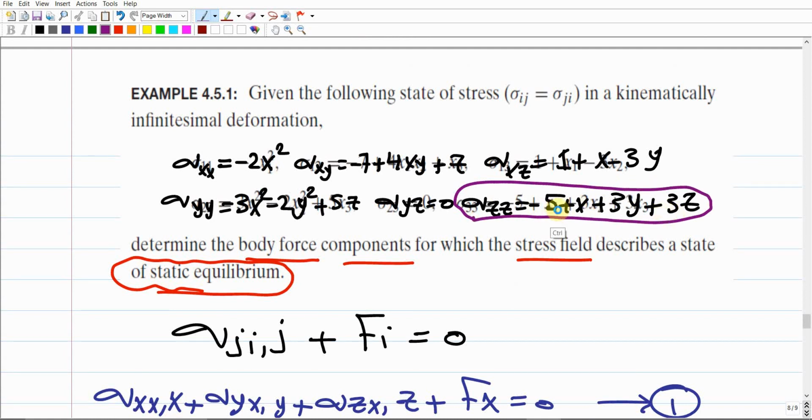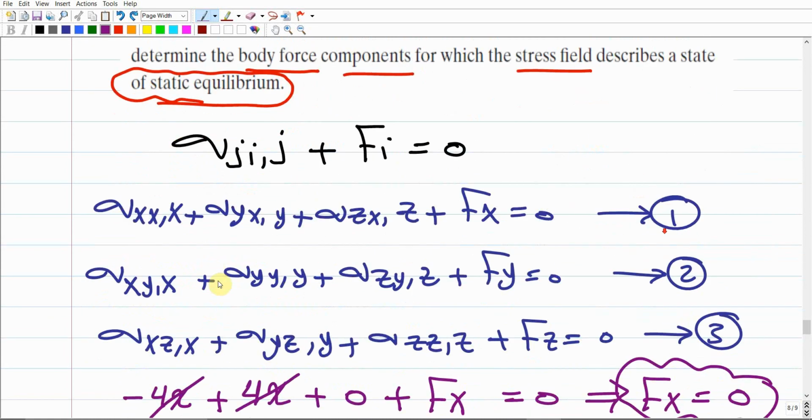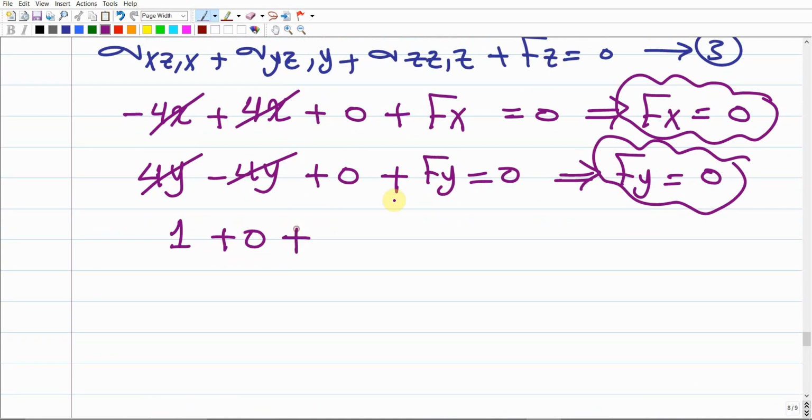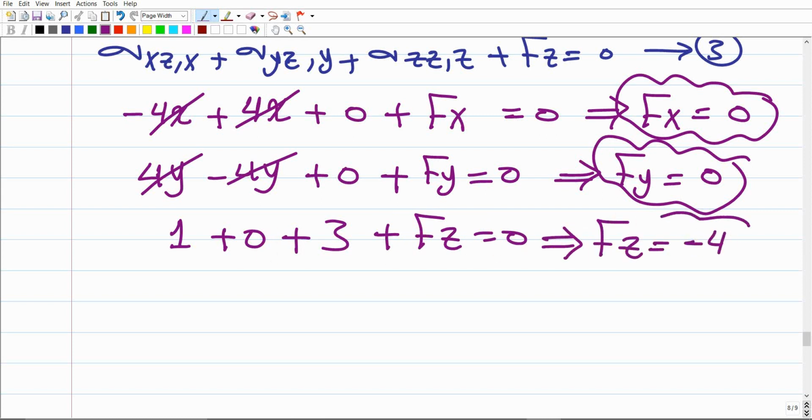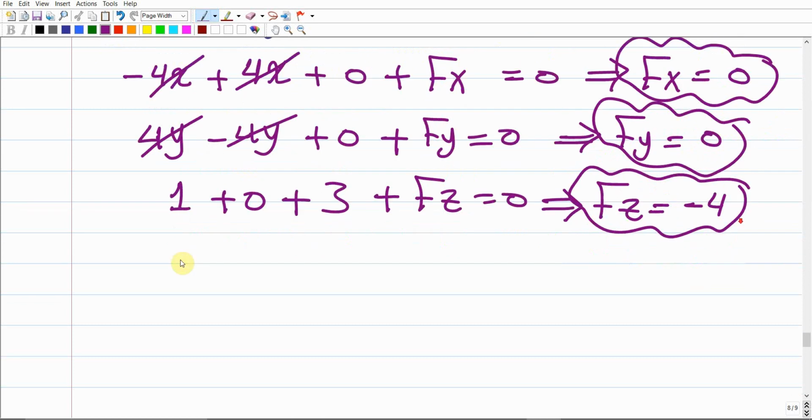There is no derivative for all of these terms except the last term, which is 3z. Its z derivative is going to give us 3, plus the fz equals 0. So we're going to end up with simply fz being negative 4. So this is the third component of the force vector.